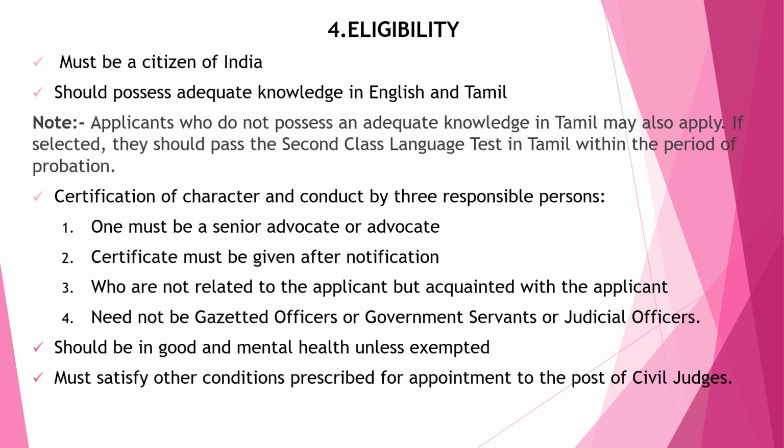Then you should obtain a certificate of character and conduct from 3 responsible persons, out of which one must be a senior advocate or advocate, and the second is certificate must be given after notification. Third point is the person who is giving that certification should not be related to the applicant, but he should be acquainted with the applicant. The 3 responsible persons need not be gazetted officers or government servants or judicial officers. The aspirant should be in good health and mental condition, unless he is exempted by law, and he must satisfy the other prescribed conditions prescribed for the post of civil judges.